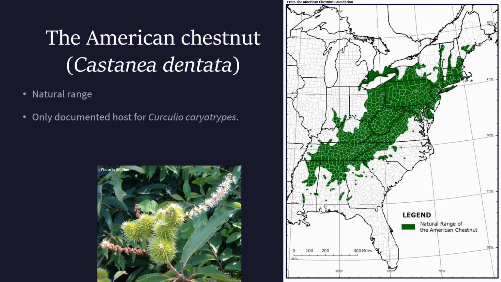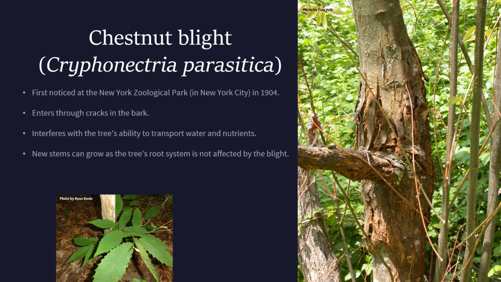The American chestnut is also the only documented host for Curculio caryatropes. Unknowingly imported to the United States on Asiatic species of Castanea, the chestnut blight, Cryphonectria parasitica, was first noticed on an American chestnut tree at the New York Zoological Park in the year 1904. This necrotrophic fungus enters through cracks in the bark of the tree and causes cankers to form, which then interfere with the tree's ability to transport water and other nutrients from the roots throughout the rest of the tree. This will essentially girdle the tree and eventually results in its death.